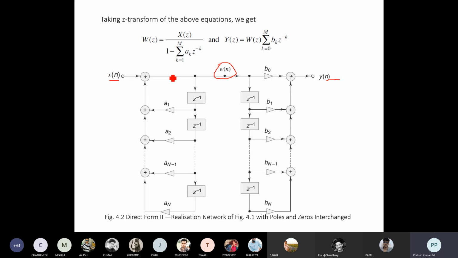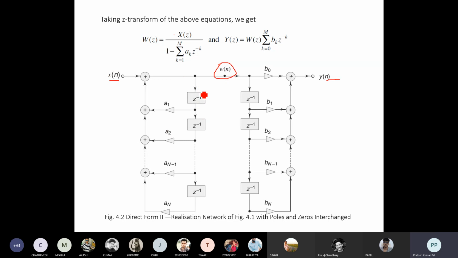This will be a constant multiplier, there will be no multiplier. One will be there because there is no coefficient to the x of n. And w of n is itself the first term, and the second term is a delayed version of itself.